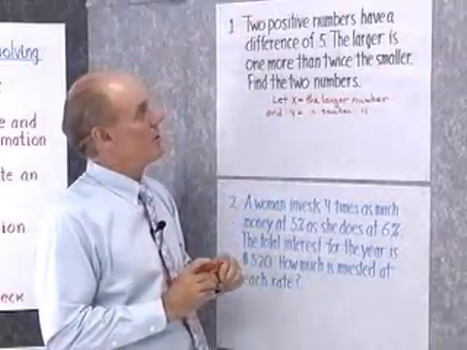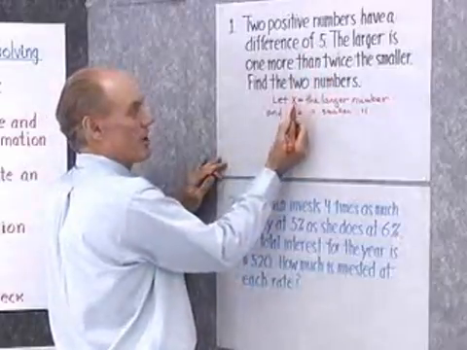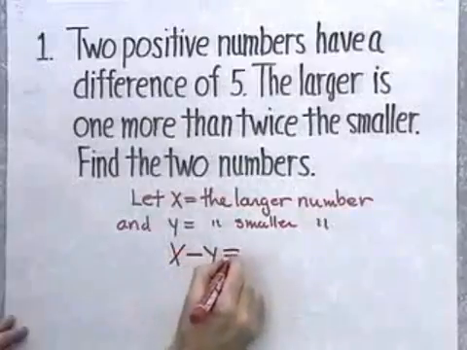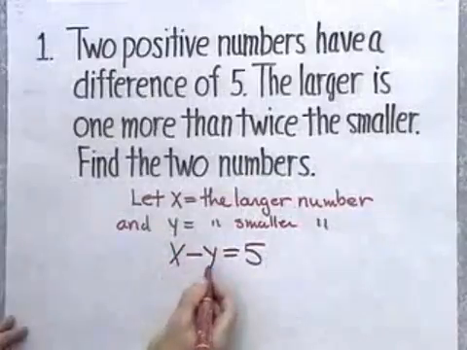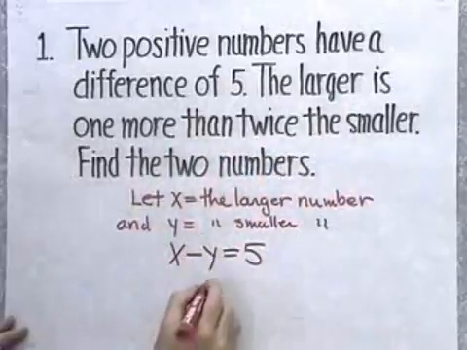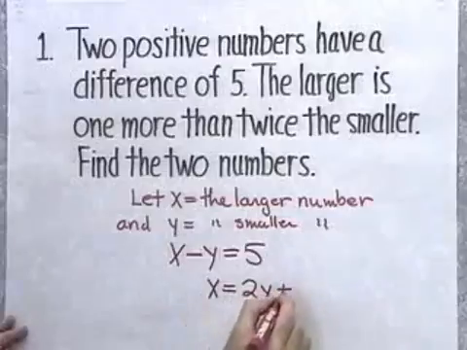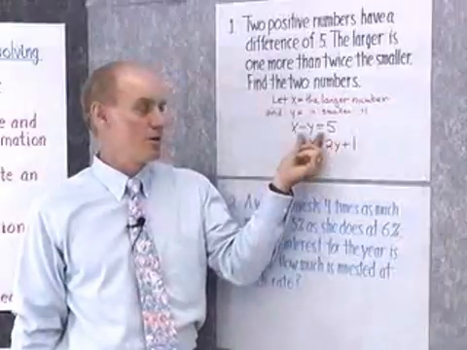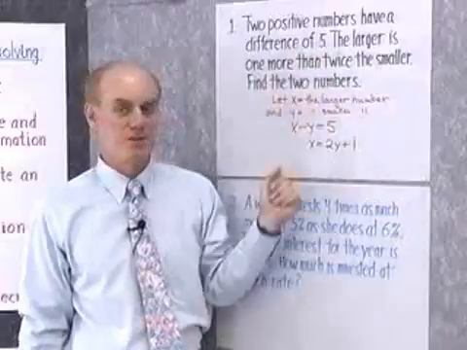Now, two positive numbers have a difference of 5. So the difference is 5, and I'm going to take the larger number, subtract from it the smaller number, and that difference I know comes out to be 5, and I know it's positive 5 because I've assigned x to be the larger number. Now, second, I have this. The larger is 1 more than twice the smaller. So the larger number x is 1 more than twice the smaller number y. So x is equal to 2y plus 1. So you can see here I have a system of equations. x minus y is equal to 5, x equals 2y plus 1, that describes this situation.